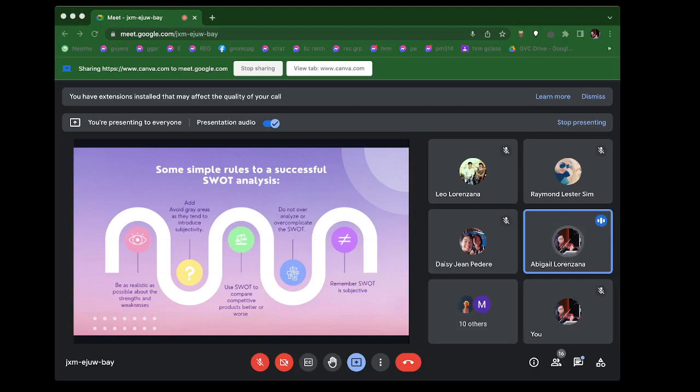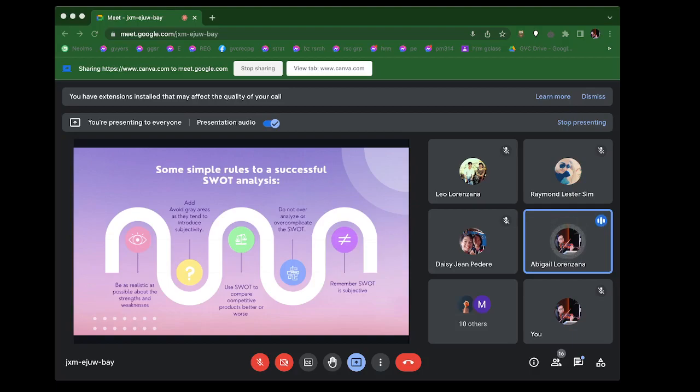Okay. And the third is use it to compare competitive products, better or worse. So yun yung pinaka, you should know that the tool of SWOT is to compare. It's effective through comparison, and it will measure the SWOTs, and then it will tell you which product is better or worse. Then you must take the proper course of action.